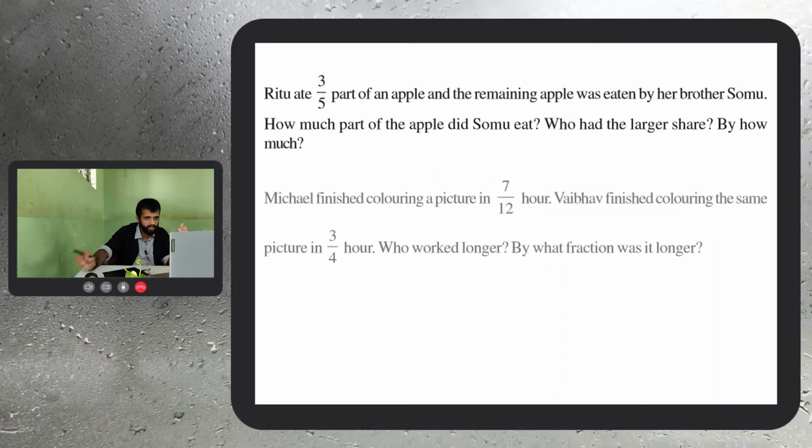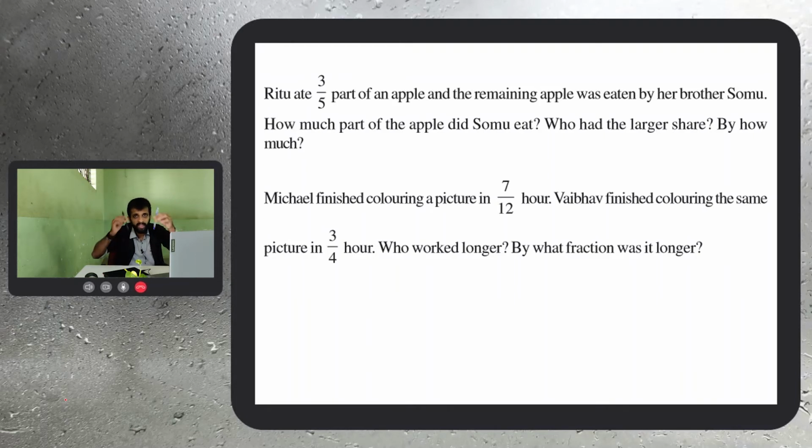Alright. Let's try this problem for homework, for practice. Michael finished coloring a picture in 7/12 hours. Vaibhav finished coloring the same picture in 3/4 hours. Who worked longer and by what fraction was it longer? So whenever you want to find out who worked longer, you will have to convert those fractions to the same base, then only you will be able to solve.